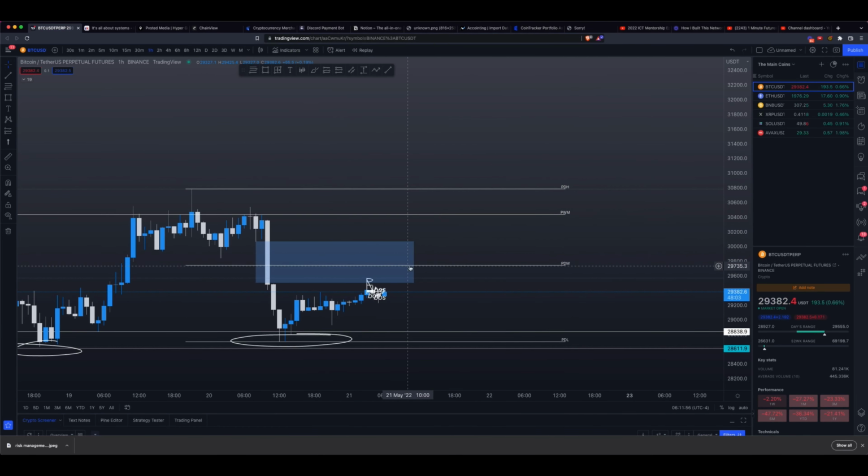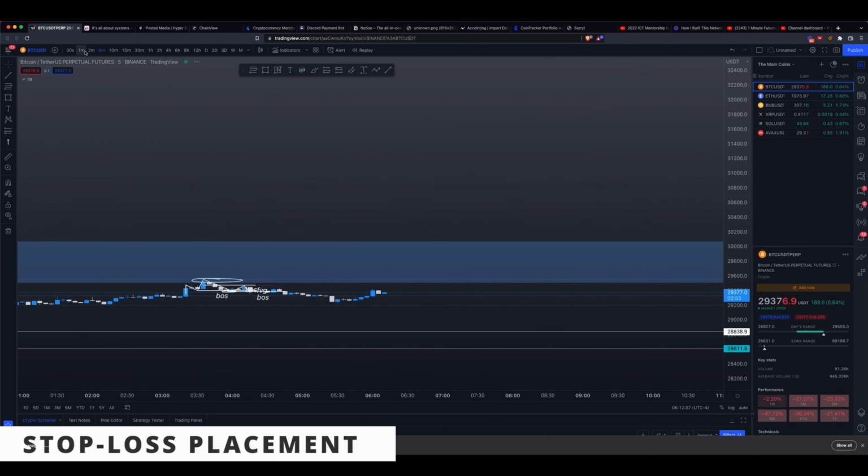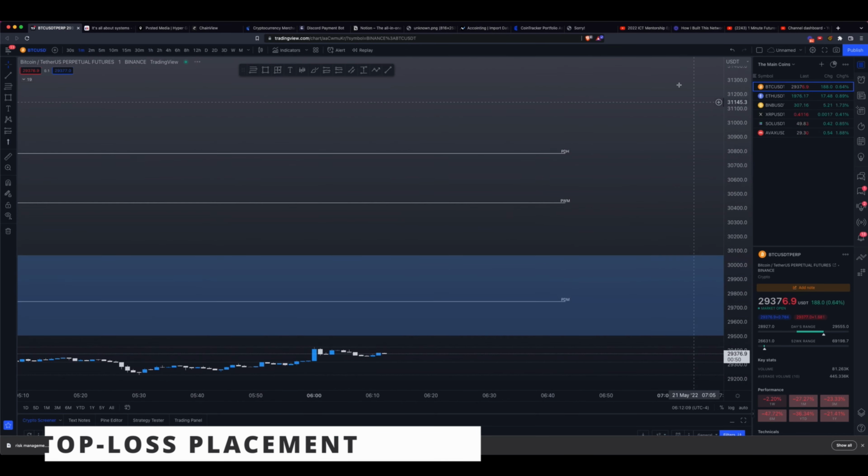Now that we have covered the entry requirements, like what is exactly the kind of entry that we're going for and exactly where do you start looking for this setup, now we're going to get into the stop loss placement, right? And this one is going to be relatively straightforward.